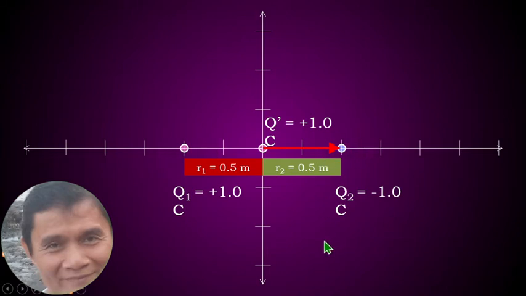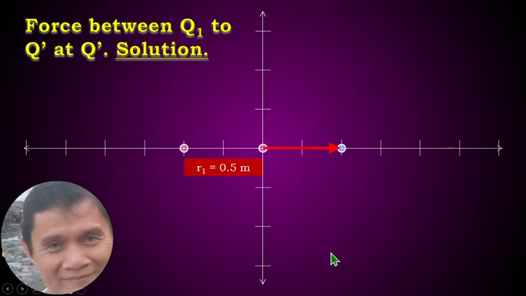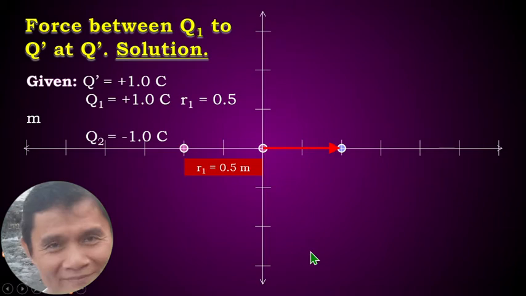Numerical ang pag-solve natin dito, hindi na visual unlike last time. So the force between Q1, ang solution, this is the arrow. Of course, we're going to solve that, no? Notice that the arrow points on the right side. So given Q prime at 1 Coulomb, Q is 1 Coulomb, their separation is 0.5 meter. Okay. So in that case, how are you going to solve that?